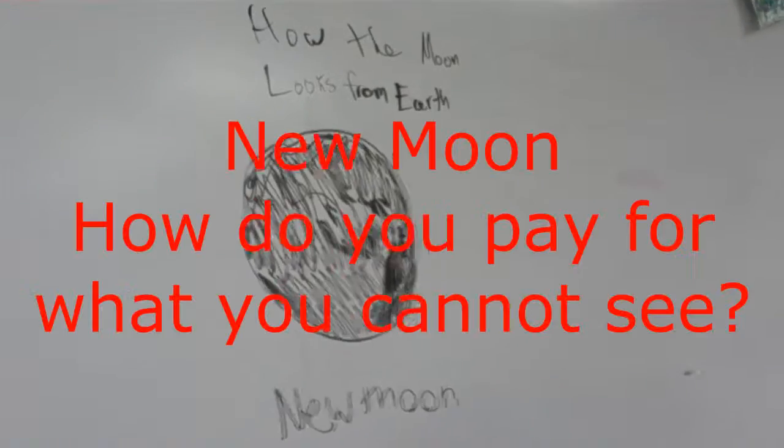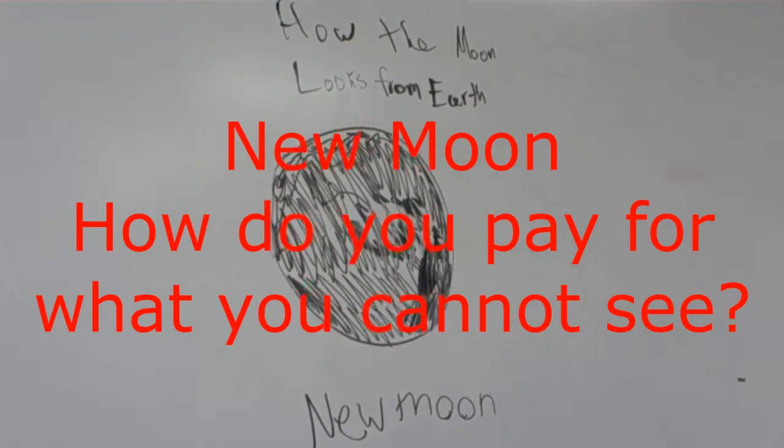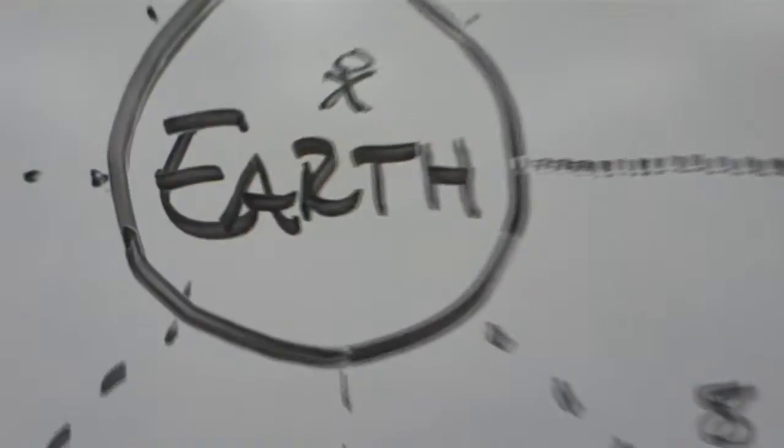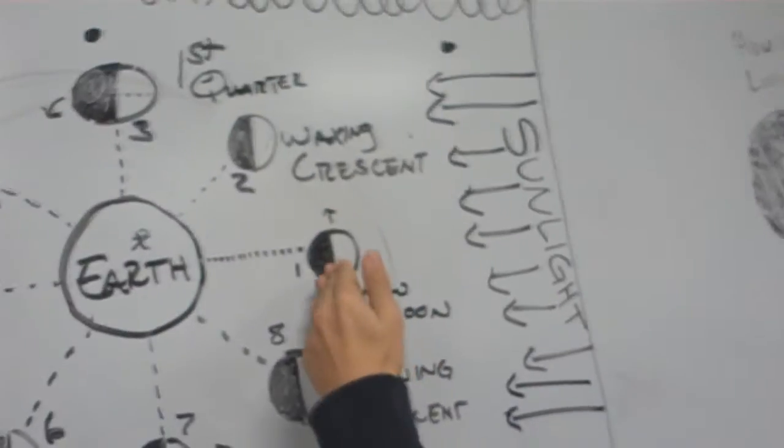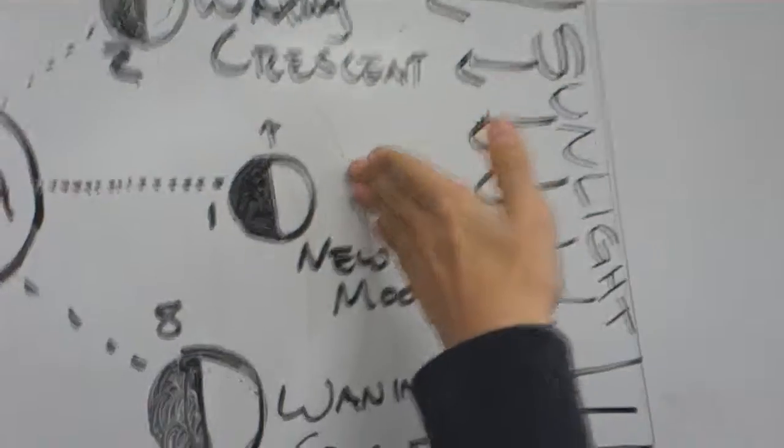Right here, we have a new moon and how it looks from Earth. And right here, this is the sunlight coming from the sun and how it looks in its circle around the Earth. Whenever it does this, the light always stays the same, but when it rotates, its shadow's always on the left side of the moon. Right now, if it's like this, you can't see any of the light from the moon.